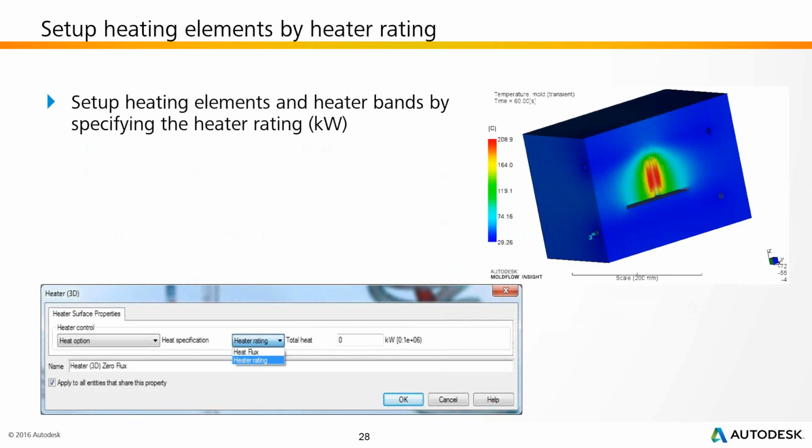Another thing that we added to the cool solution was some improvements in the way we set up heating elements or heater bands in Moldflow. Until now we had to specify a heat flux, and heat flux is not something that's typically provided on these heater bands or heating elements, but they have what they call a heater rating. So now that becomes input to our cooling solution as well. It's just an easier way to set up the solver and bring it more in line with what people actually have access to in reality.